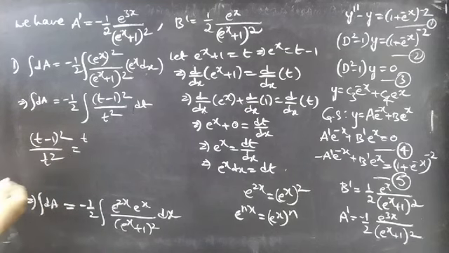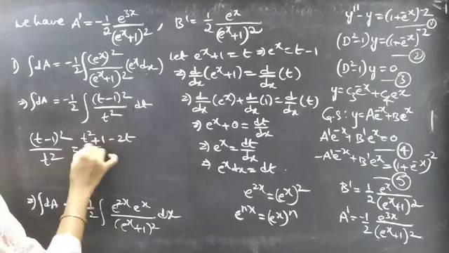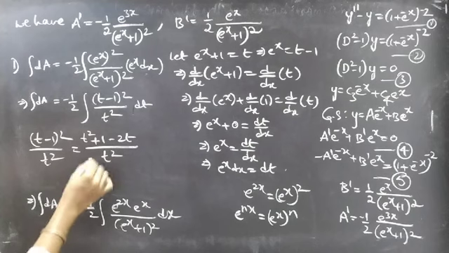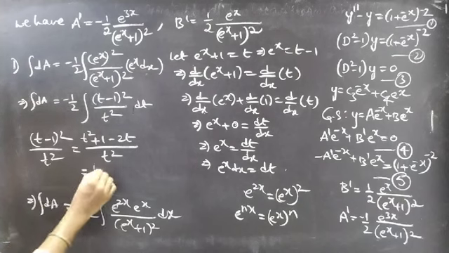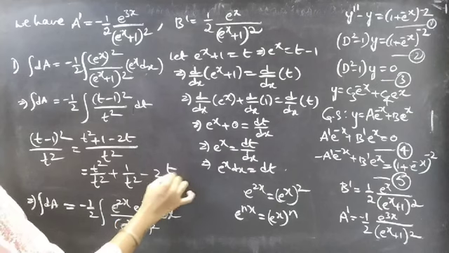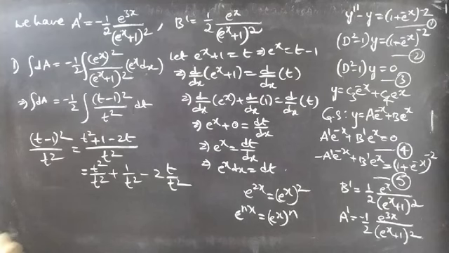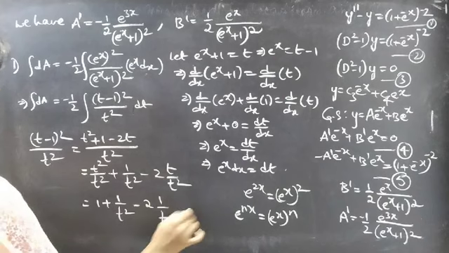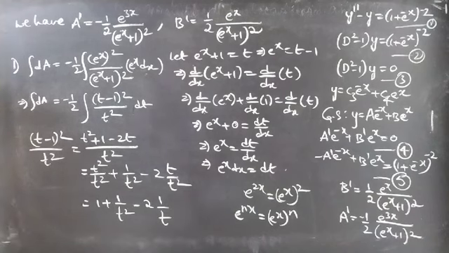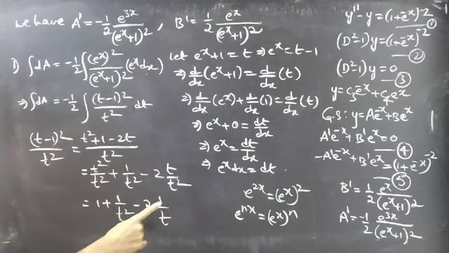(t minus 1) whole square, just expand it using the (a minus b) whole square formula. We get t square plus 1 minus 2t, by t square. Here we have 3 terms in the numerator and 1 term in the denominator, so we can split this into 3 terms. We'll get t square by t square plus 1 by t square minus 2 into t by t square, which gives us 1 plus 1 by t square minus 2 into 1 by t.